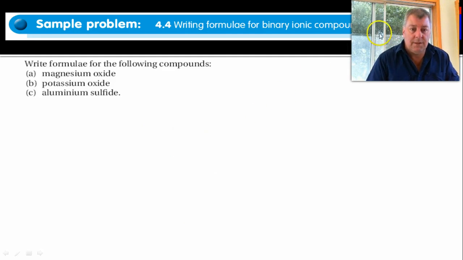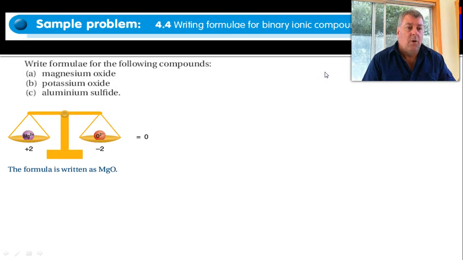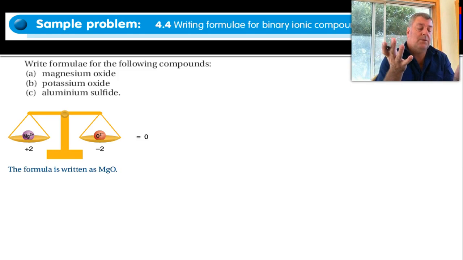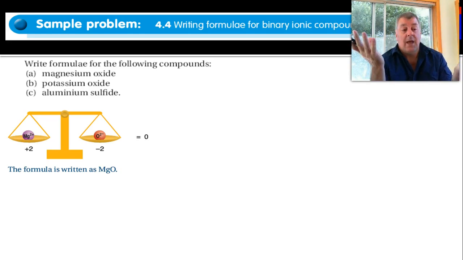Alright, let's get rid of this. Let's make these appear. Now, what we're going to walk you through here now is a different way of doing it. And the different way of doing it is to have an imaginary set of scales. And the imaginary set of scales has your positive ions on one side and the negative ions on the other side. And the idea is, with your imaginary set of scales, you balance the charges.